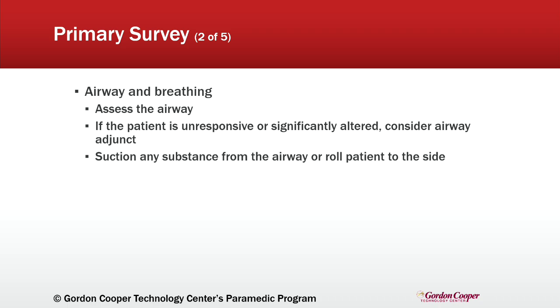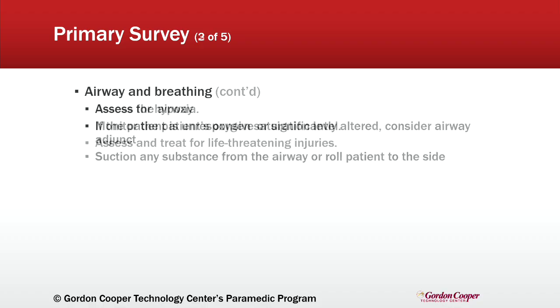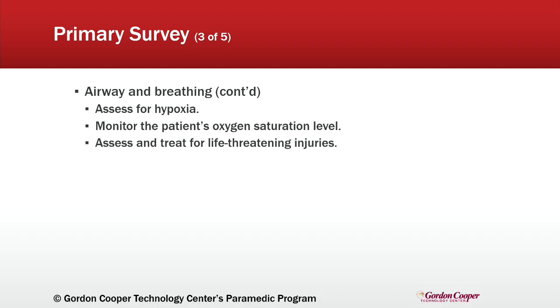For patients who are unresponsive or have an altered level of consciousness, you should consider using an airway adjunct. If the patient's airway is blocked by blood, vomit, or other substances, immediately suction the airway or roll the patient onto their side to clear it if spinal issues are not suspected. You must assess the patient's breathing and its effectiveness. Take corrective action as needed.